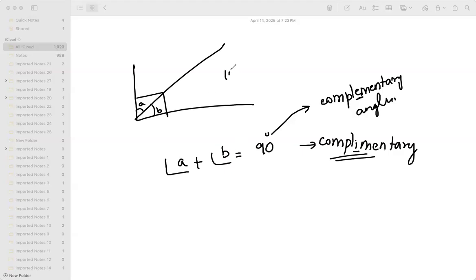Here, what is the complement of 10? 80. What is the complement of 40, Johan? 50. What is the supplement of 170? Soumya, can I ask you? What is the supplement of 170? Okay, Nikita, go ahead. What is the supplement?